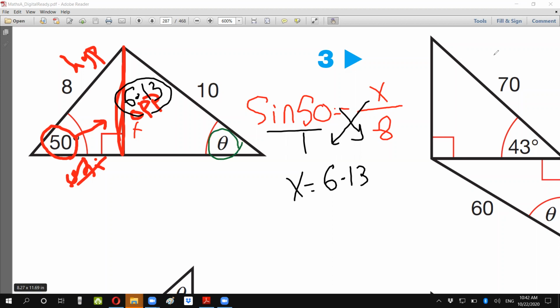At the second side, I have theta. I will mark opposite and hypotenuse also, so I will use sine. But this time the angle is missing. Sine theta is equal to 6.13 out of 10.